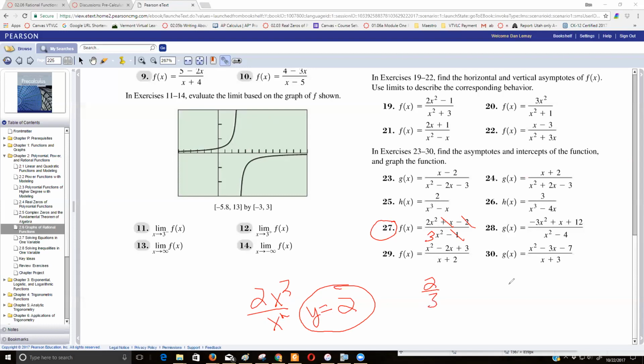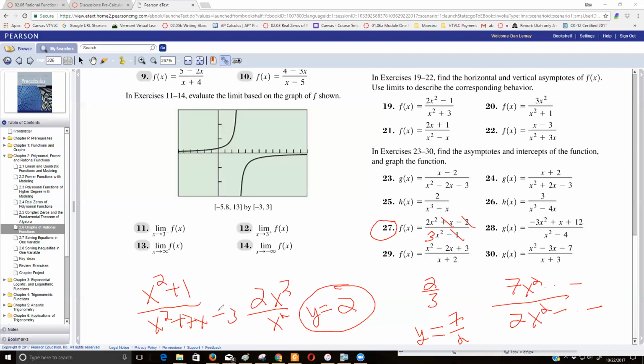If it had been 7x squared blah blah blah over 2x squared blah blah blah, the horizontal asymptote would have been y equals 7/2. Okay, so that's how you determine the horizontal asymptotes. If I want to write a function with a horizontal asymptote of 1, I'll just make the degree of the numerator the same as the degree of the denominator. How about this? x squared plus 7x minus 3. This will have a horizontal asymptote of y equals 1 because the leading terms both have a coefficient of 1 and they're the same degree. Okay. Now vertical asymptotes.